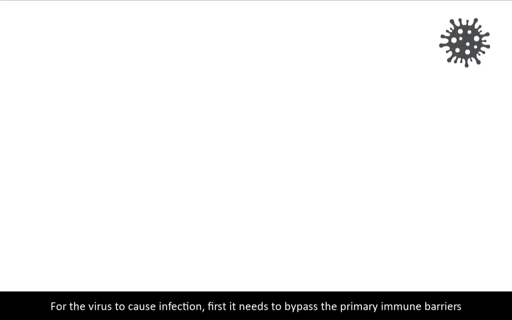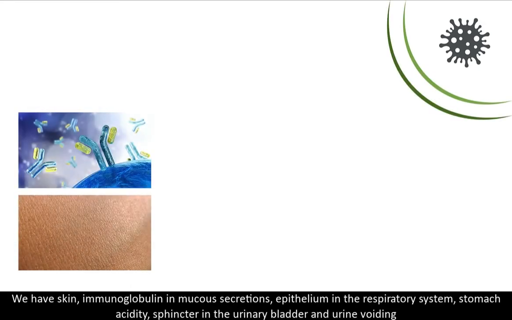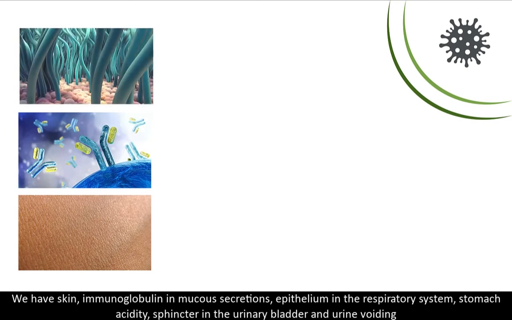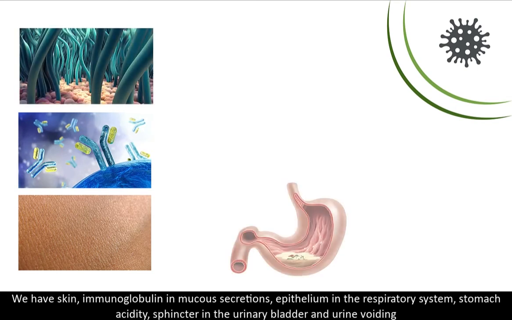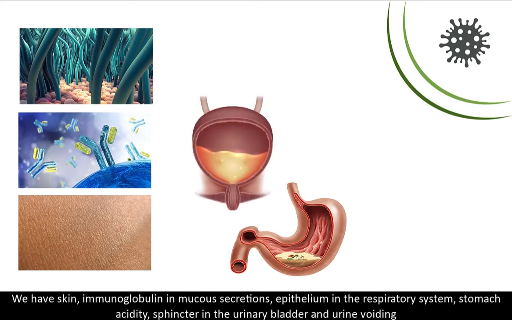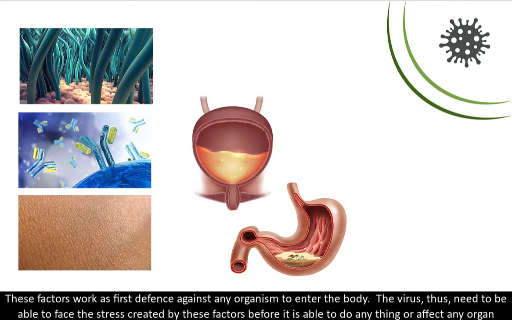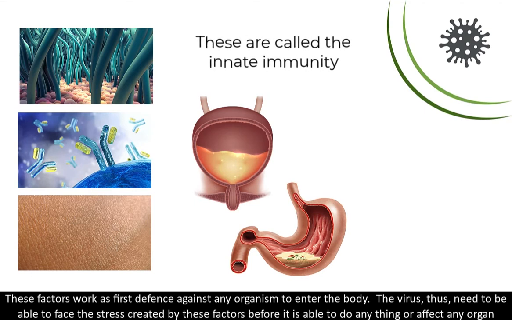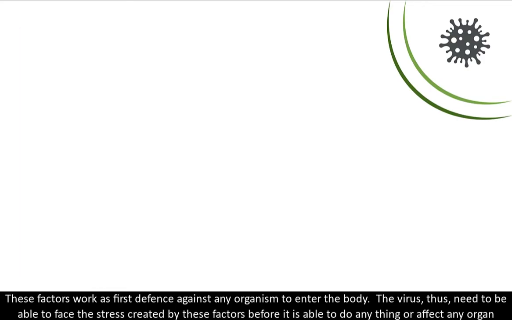For the virus to cause infection, first it needs to bypass the primary immune barriers. We have skin, immunoglobulins in mucus secretion, and epithelium in the respiratory system. We have stomach acidity, the sphincter in the urinary bladder, and urinary voiding. These factors work as the first defense against any organism entering the body. The virus thus needs to be able to face the stress created by these factors before it is able to do anything or affect any organ.